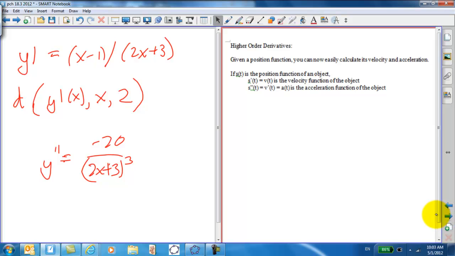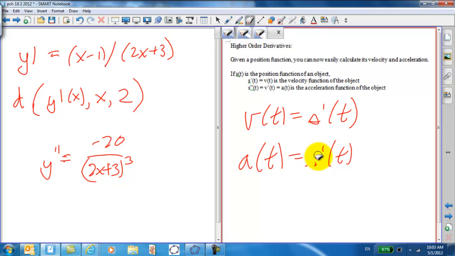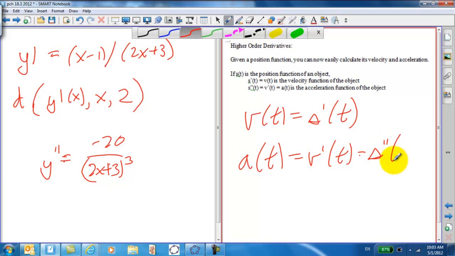Higher order derivatives we just talked about. Second derivatives, when you take the derivative of another derivative, also come into play in displacement equations, because if I take the derivative of displacement or position, I get velocity. The derivative of velocity equals acceleration. Velocity equals the derivative of displacement, and acceleration is the derivative of velocity, which means it's the second derivative of displacement.